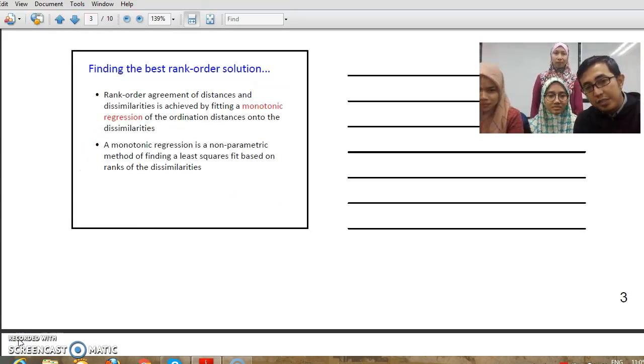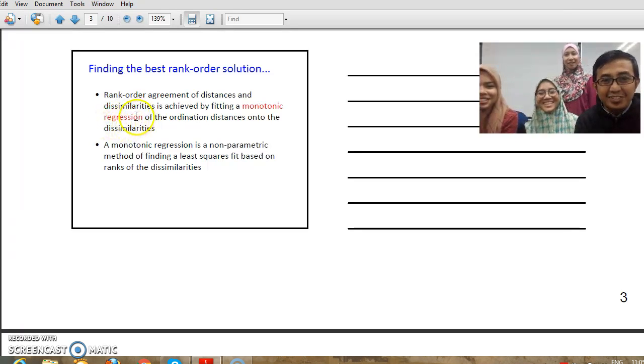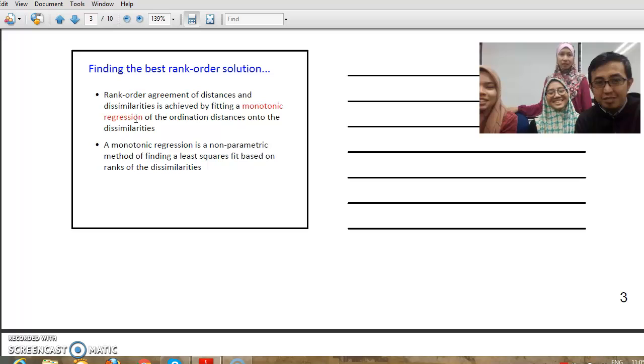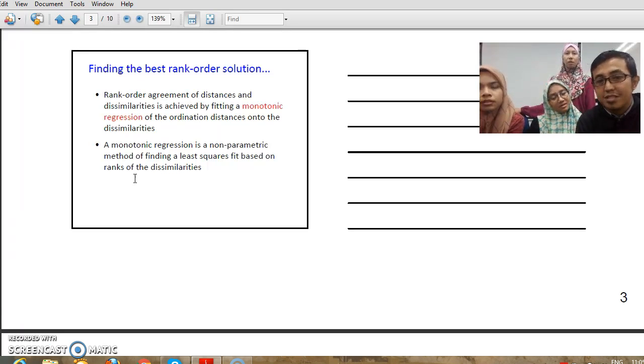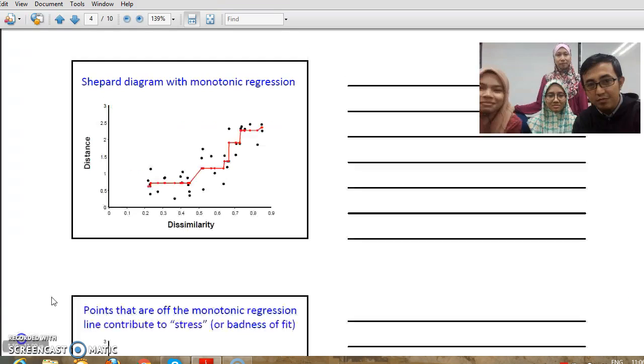Okay, for finding the best rank order solution, rank order agreement of distance and dissimilarities is achieved by fitting a monotonic regression. What is monotonic regression, Nini? I don't know. Okay, of the ordination onto the dissimilarity. What is monotonic regression? It is a non-parametric method of finding a least squares fit based on the ranks of the dissimilarities. Is it similar to the fitted value? Yes, Kak Ayu. Okay, this is a diagram with monotonic regression.